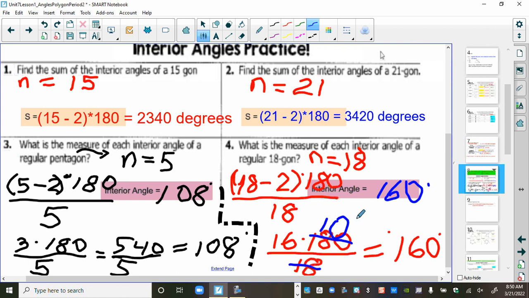Where's your agenda? Oh, I don't have one. How many times has it been this quarter? I don't know.